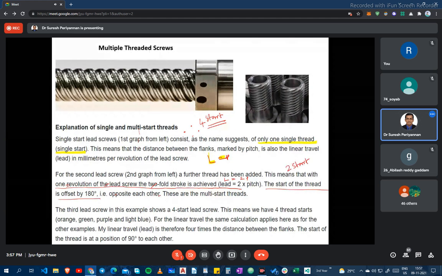Now come to the third start thread and fourth start thread. Here, each thread is going to start on the rod at 90-degree. In this case 4 into 90 is 360-degree. When it is a three start thread, each thread will start at 120-degree. This is very important. You may expect this type of question in objective or competitive exams.